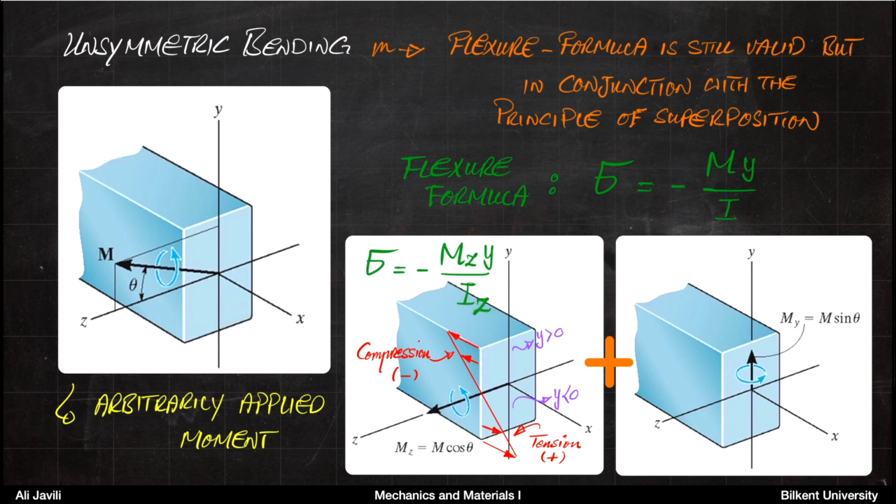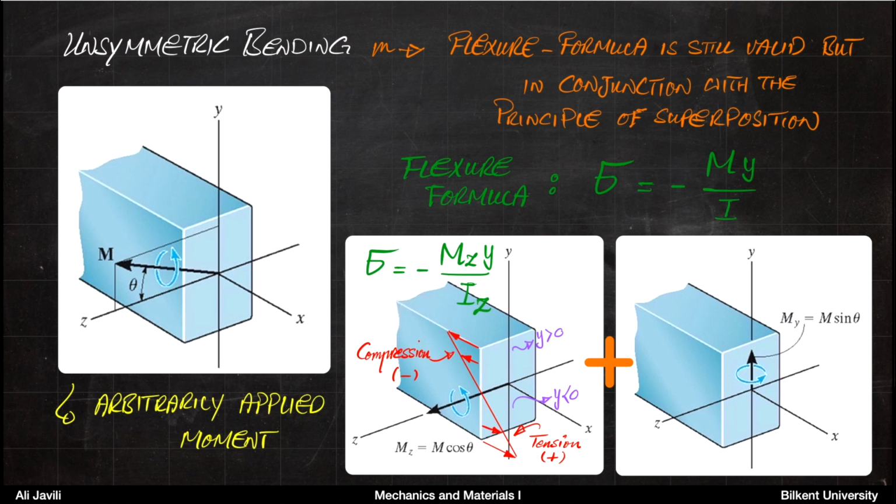Or let's say it's in the opposite direction in the upper part and in the same direction in the lower part. But the stress itself is a normal stress, and it's essentially sigma x.